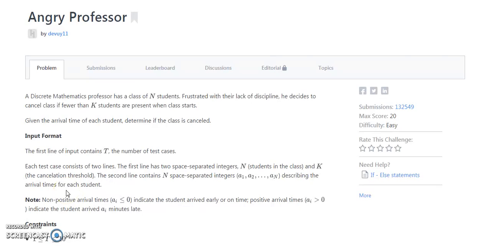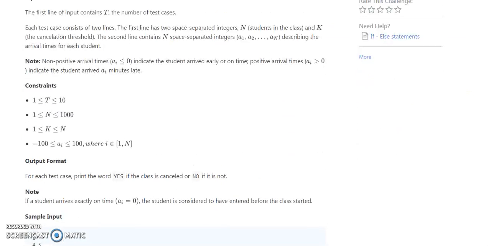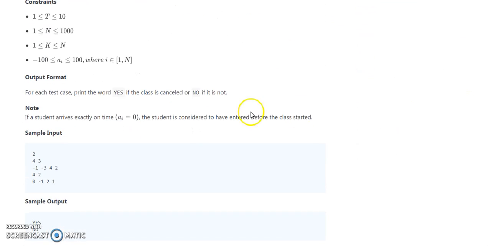Non-positive numbers, arrival time ai less than or equal to 0, indicate the student arrived early or on time. And a positive time means the student arrived after the class started. So what should be the output? For each test case we need to print YES or NO. We print whether the class is cancelled or not.